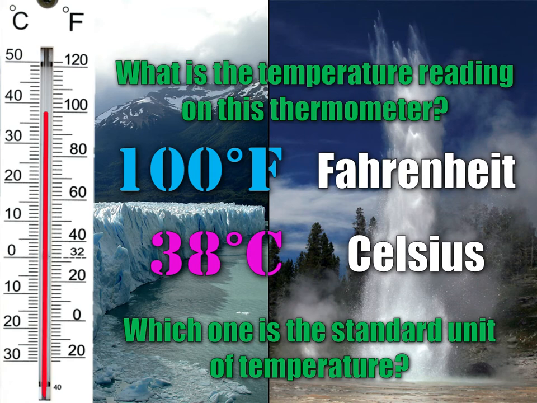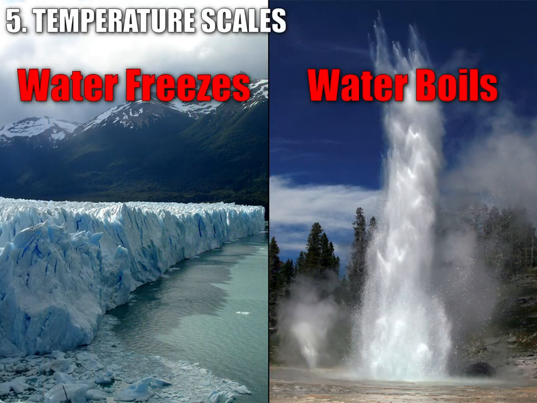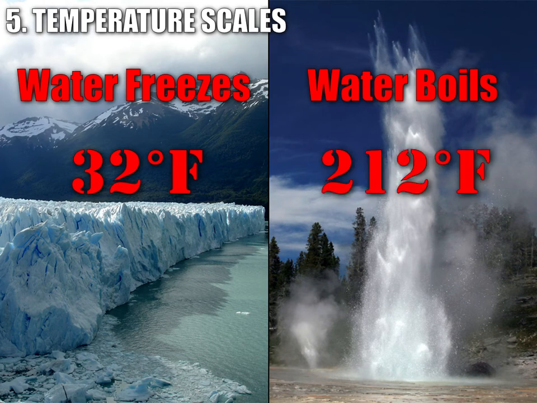If you remember back, we said it was neither. The standard unit of temperature is actually Kelvin. We'll talk about that in just a minute. But first I want to talk about these temperature scales of Fahrenheit and Celsius. So in the Fahrenheit scale, water freezes at 32 degrees Fahrenheit. That's the freezing point of water. And water boils at 212 degrees Fahrenheit. That's the boiling point of water.